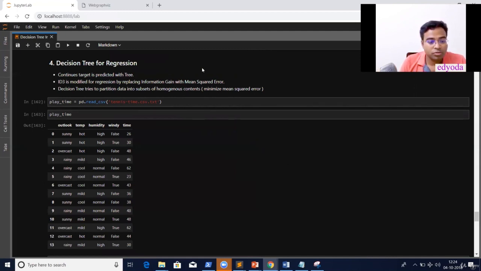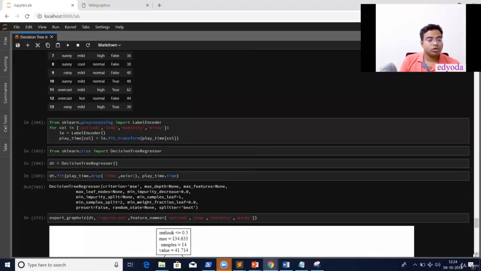So let's understand the data again with tennis data. It tries to minimize the mean squared error. This is your feature data, and the target is continuous here: the time for which they will play tennis, in minutes, I guess. And this is the data for the weather factors.